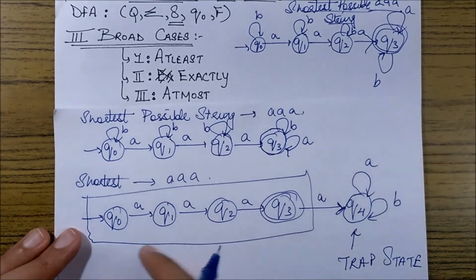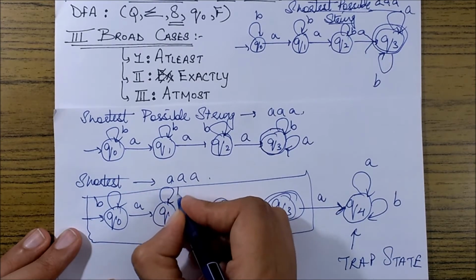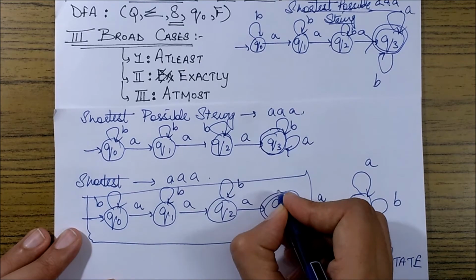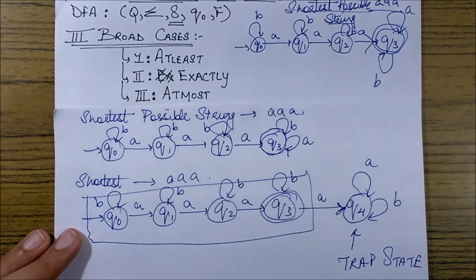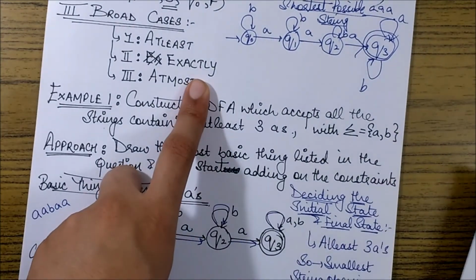Now let's complete our DFA. Again, there was no constraint on B, so self loops will be there. So this is how we complete our second case, which was about exactly 3 A's.